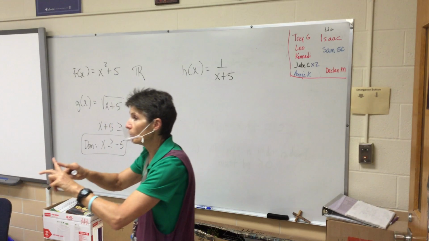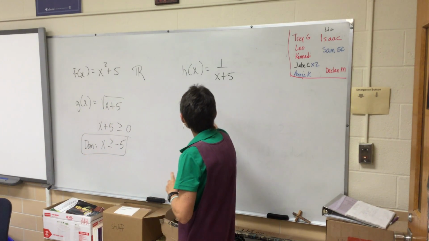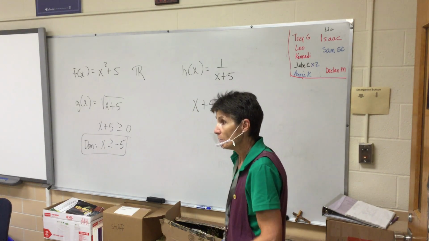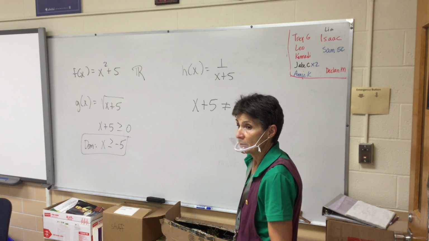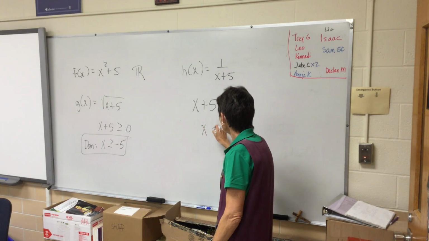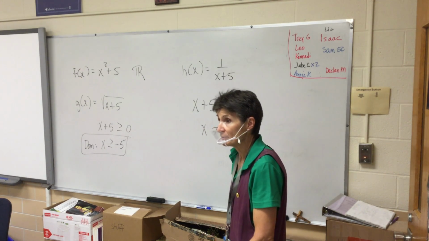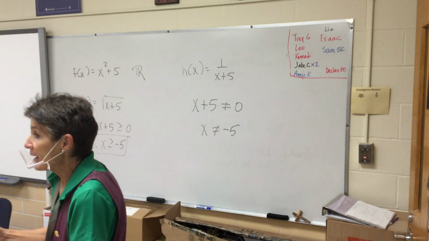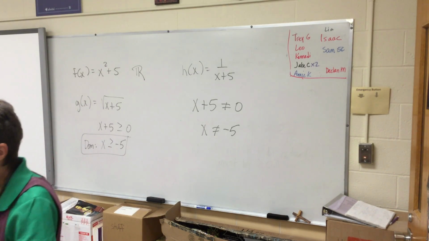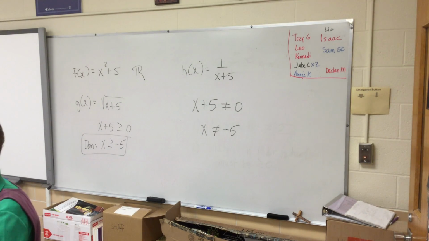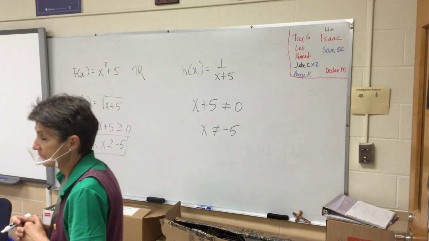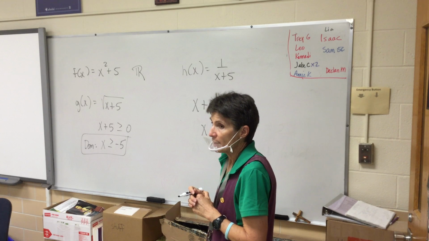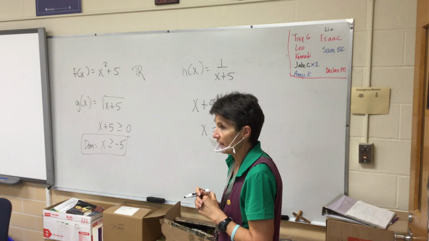So what's the rule for a fraction? The denominator cannot be 0, which means x cannot be negative 5. So what you're telling me is my domain is anything in the world except negative 5. Okay? Everything except negative 5.